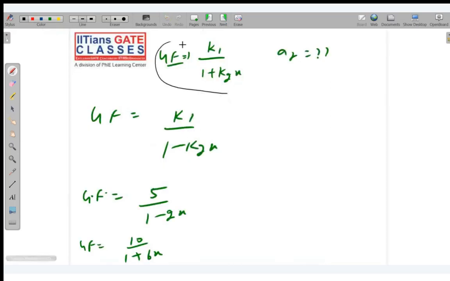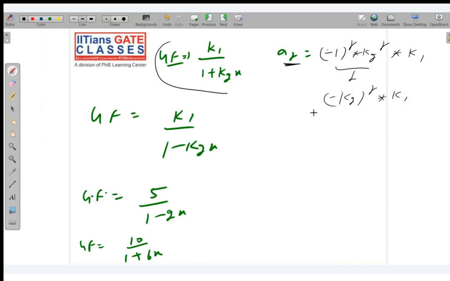See this generating function: k1 upon 1 plus k2x. So what is the numeric function? That is my question now. We will try to write it very easily. If it was 1 upon 1 minus x, then no problem. But now it is plus, so obviously minus 1 power r should be there, otherwise we will not get it. Now since we have k2, k2 power r will be there. And because of k1, I will simply multiply it by k1. So finally we will get (minus k2) power r into k1. This is my answer.